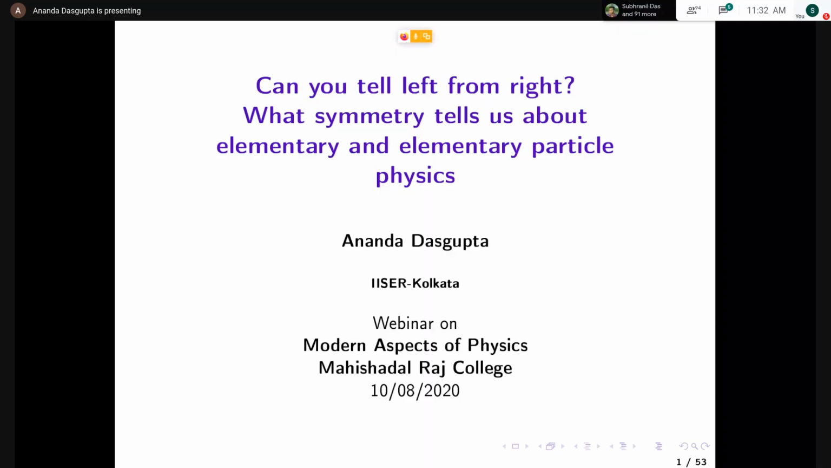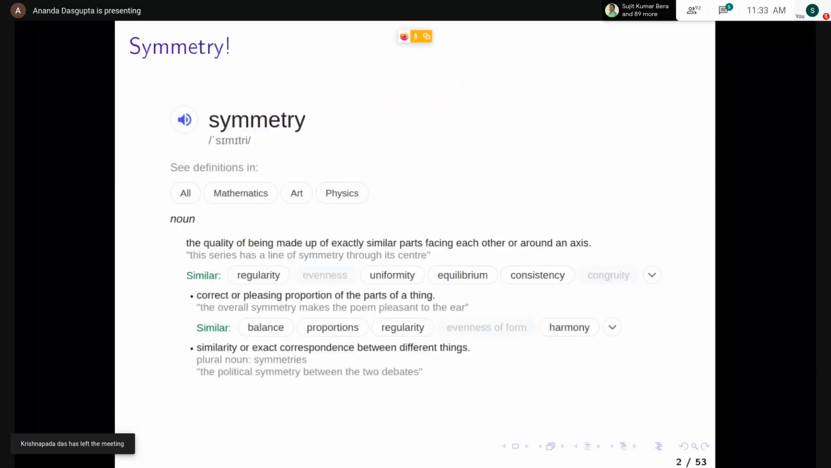In particular, we will be talking about one symmetry, reflection symmetry, or parity symmetry. I'm going to explain what these terms mean as I go along. But first, let's take a look at what symmetry is defined as. So I just went on Google and took a screenshot of the page that comes up when I type symmetry on the Google search engine. And it gives me some definitions.